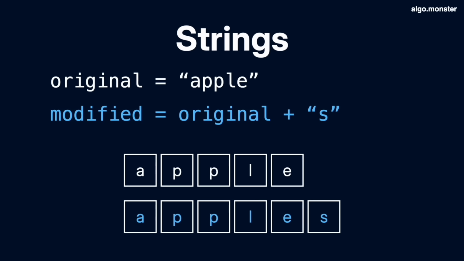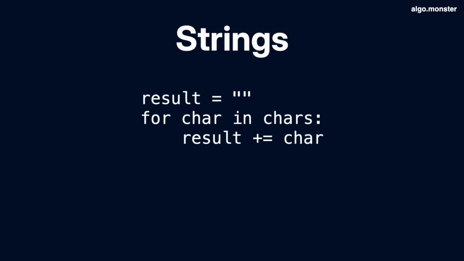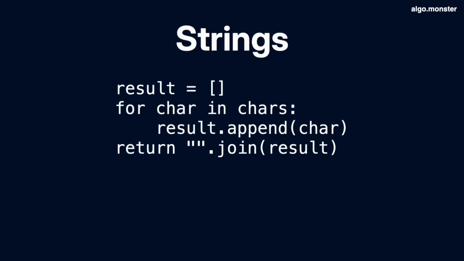Let's say you're solving a problem where you're building a result string for multiple steps. A common beginner mistake is doing something like this. It looks clean, but under the hood, that's creating a new string on every iteration. Concatenating strings in a loop like this can lead to an O(n squared) time complexity. Instead, you should be building a list of characters and joining them at the end. What you want is something like this. That gets you back to O(n).